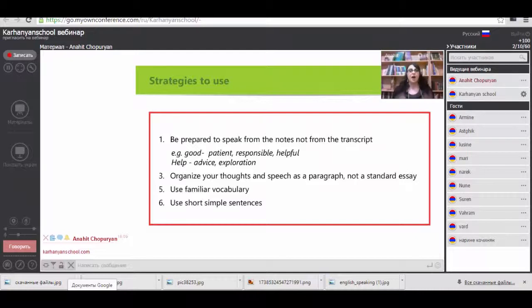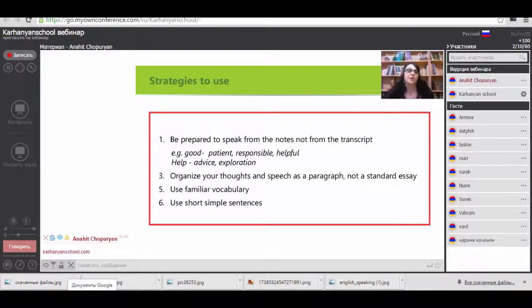Then, about strategies to use. There are some strategies, of course, that can be a lot helpful to you. I would recommend, and not only recommend, but highly recommend you to be prepared to speak from the notes, not from the transcript. Because, as I have already mentioned, the time is limited. And if you speak from a transcript, you won't manage to do that. You won't manage even to write the transcript. So be prepared to speak from simple notes like this.